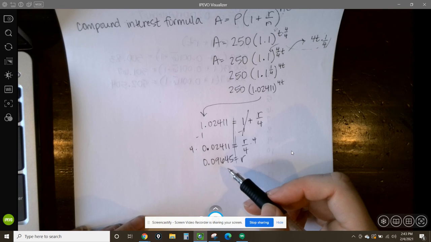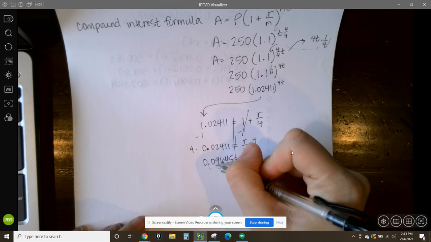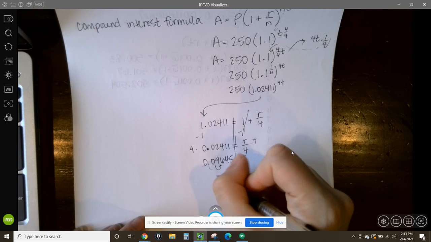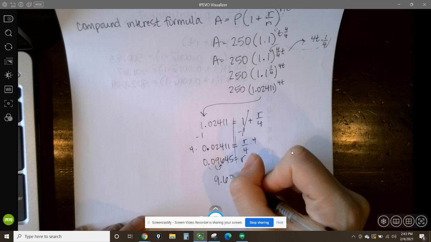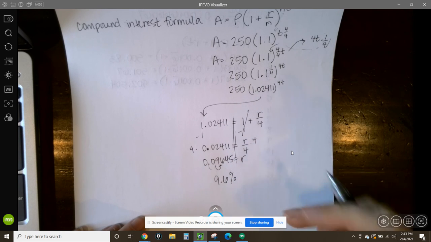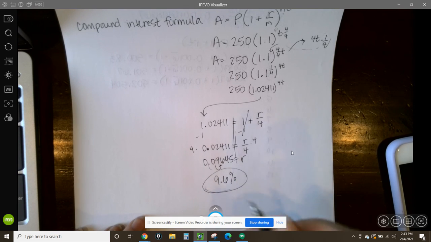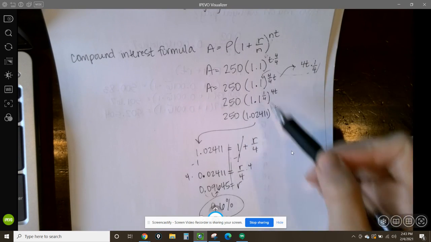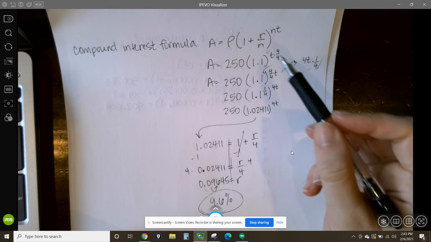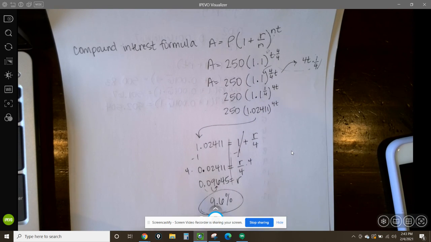It says to convert it to a percentage, so I'm going to move my decimal point twice, and I get 9.6% or 9.645%. It gives you a little leeway for however you round. So that's what the answer should be for that problem. Again, this is quite a difficult problem. So if you're able to just follow along with what I did, you're doing pretty good.